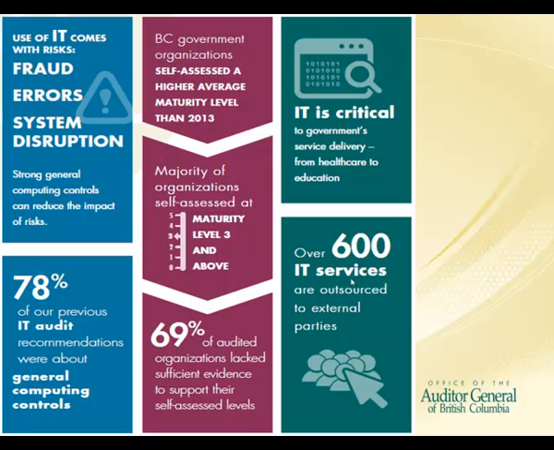The use of IT comes with risks such as fraud, human error, and downtime. Downtime being unexpected disruptions such as from a power outage. Government needs strong controls to reduce the impact of these risks. Specifically, a subset of these controls, called general computing controls, ensure that IT systems and services can help organizations meet their business objectives. General computing controls are so important that 78% of the recommendations in our IT audits over the last 10 years focused on improving these controls.